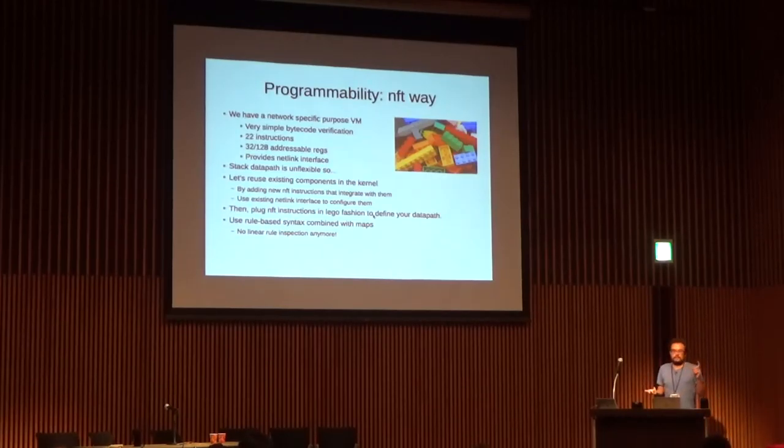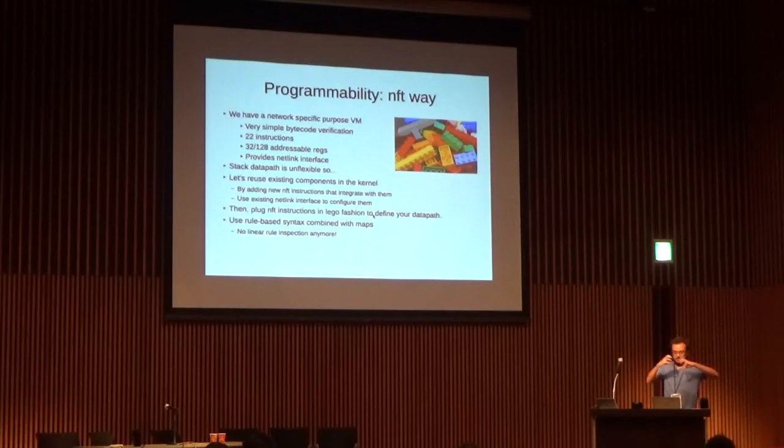A similar thing could be done with a socket expression. We look up the socket and define some fast path to deliver the packet. The same idea would apply to all existing components. The good thing about reusing the existing components in the kernel is that applications can still use the existing netlink interfaces to configure them. So potentially, all existing applications will not need to be rewritten to integrate with this approach. Then we just plug these NFT instructions, expressions, the term we use to refer to them.